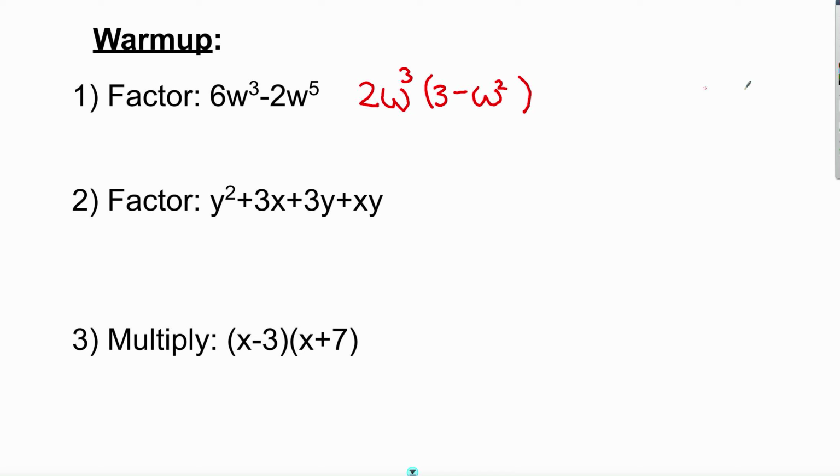And then mentally, or maybe I actually would write it out on paper, I would distribute and see if I get right back to where I started. So 2w cubed times 3 would be 6w cubed. And 2w cubed times negative w squared would be negative 2w to the fifth. So then I know that I've got it correct, and I can move on.